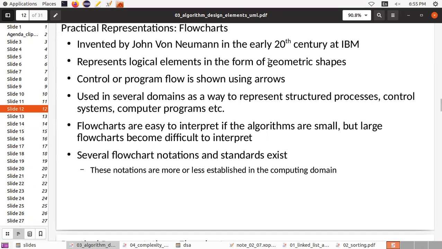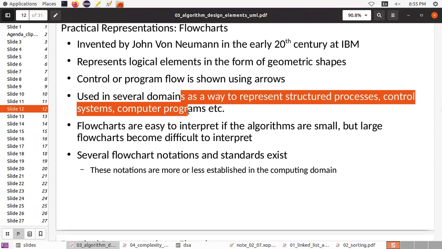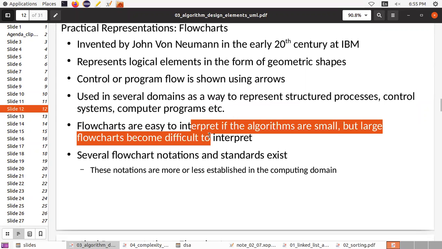It represents logical elements in the form of geometric shapes. Control or the program flow is shown by using arrows. It is used in a very large number of domains to represent processes, control flow, or computer programs, and so on. The caveat is these are very easy to interpret if the algorithms are small, but if the flowcharts become very large, then it becomes a little difficult to understand because following all the arrows just becomes very tough.